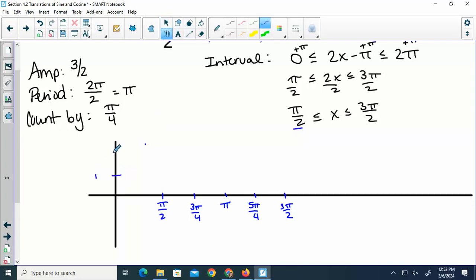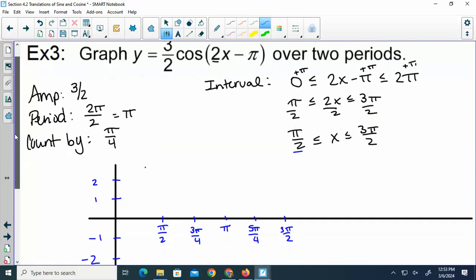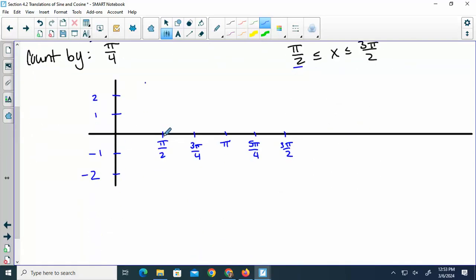Amplitude is 3 halves. That's like 1.5. We are graphing cosine. Cosine starts at its high point. So at pi over 2, we should be at 1.5. Then it comes down to 0, goes down to negative 1.5, back to 0, and positive. That's one period.